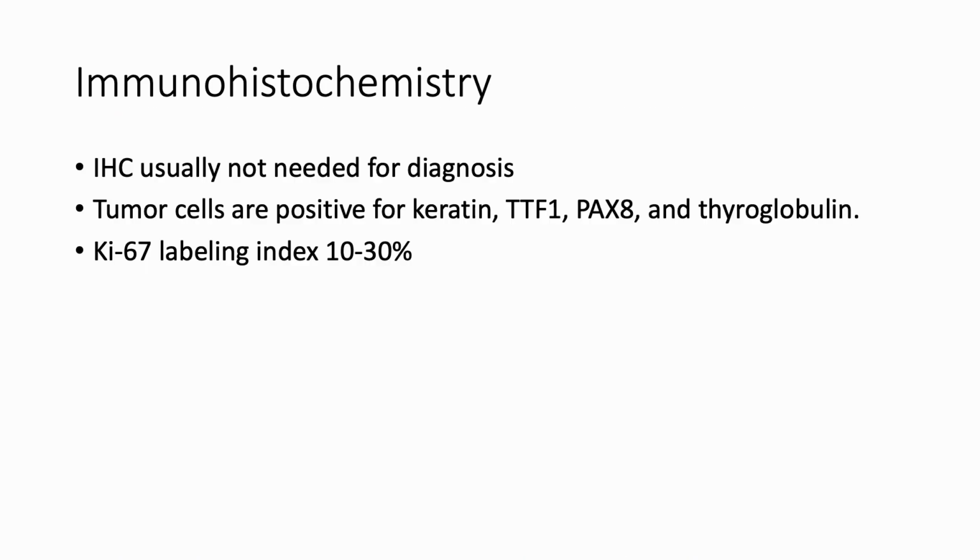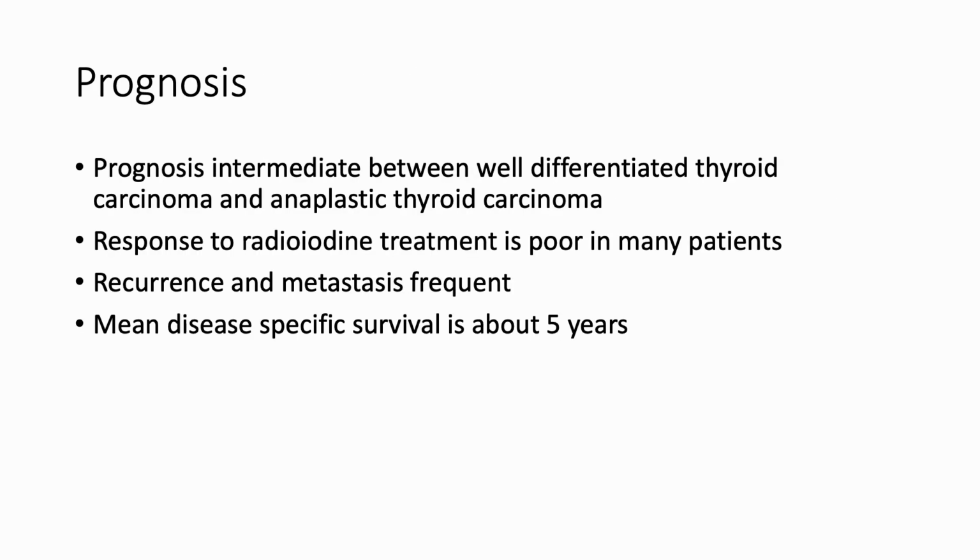Immunohistochemistry is usually not necessary for diagnosing high-grade thyroid carcinoma. When performed, tumor cells are typically positive for keratin, TTF1, PAX8, and thyroglobulin. The Ki-67 index is usually 10 to 30%. Clinically, these tumors are aggressive, with prognosis intermediate between well-differentiated carcinoma and anaplastic carcinoma. Many patients do not respond well to radioactive iodine, and recurrence and metastasis are frequent. Mean disease-specific survival is approximately 5 years.